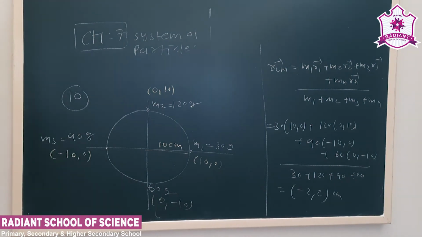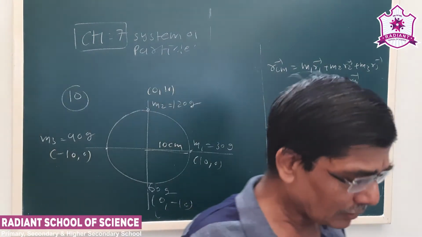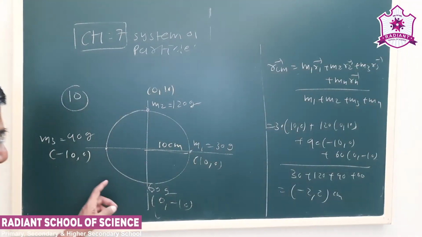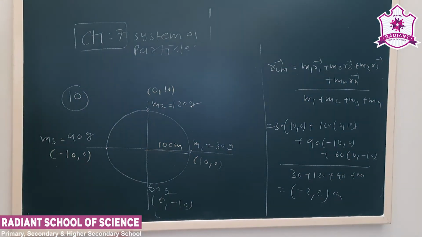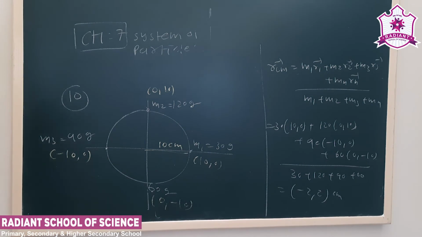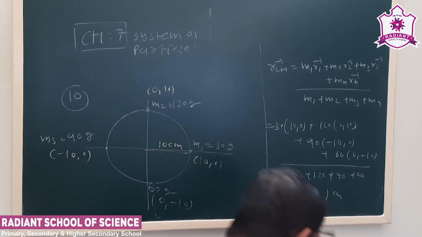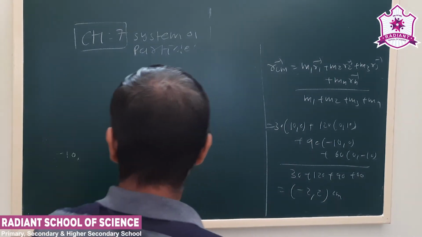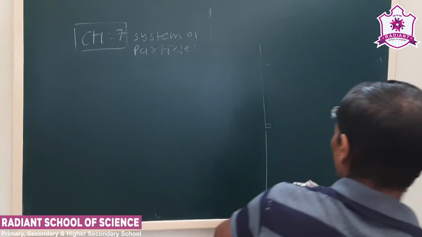When will the center of mass of this system be at the geometric center? See what we see here: the position vectors are the same. So if the mass of all the particles placed here is also equal, then the center of mass will become at the geometric center. Okay, that we have to keep in mind. Now see our next MCQ.